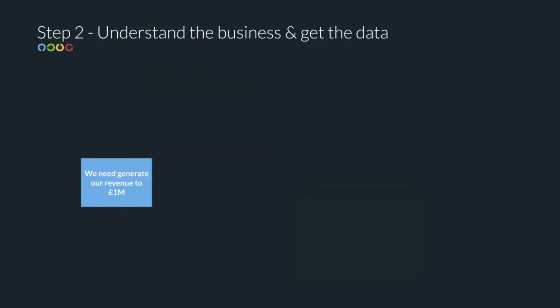Step 2, understand the business and get the data. So we've already set our target, so we already know that what we want to try and achieve is to get our revenue to £1 million. The channel we're going to look at in this example is the e-commerce channel. So the direct to consumer e-commerce channel, that's our own website. We're not looking at wholesale and we're not looking at retail or other channels.